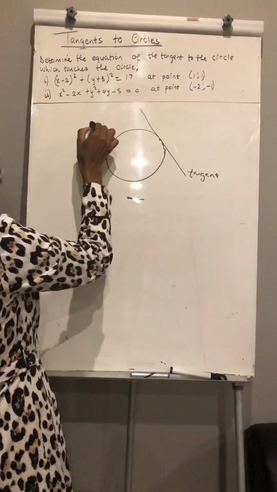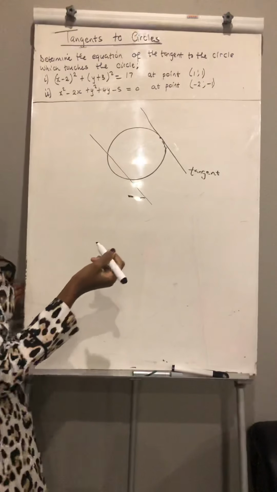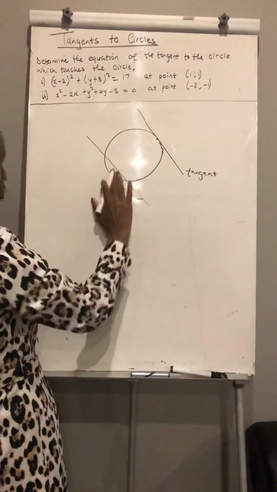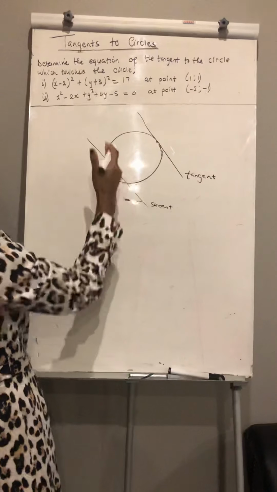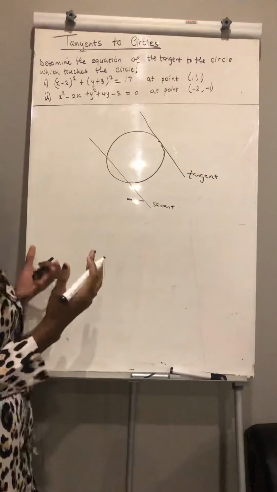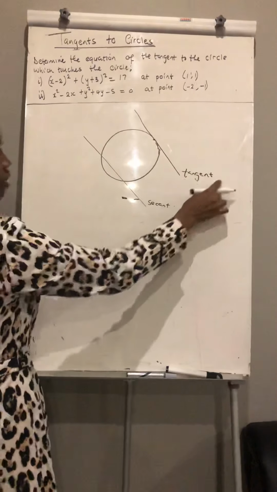And we have other lines that may look like that. We will see those lines as we go. Those will not be tangents. This, in fact, we learned that it was a secant. Then we have chords, we have those type of lines, but we are going to only focus on the tangent today.